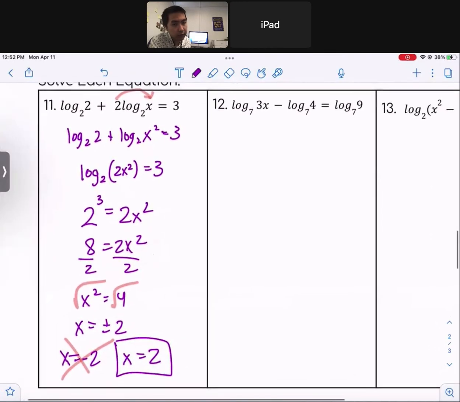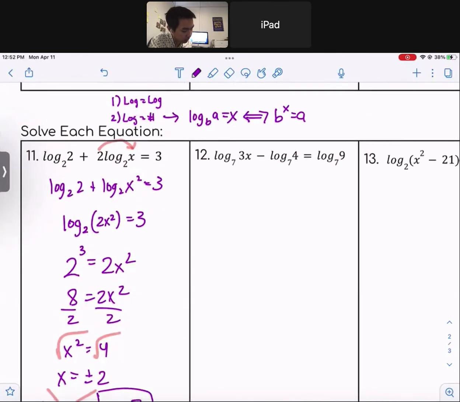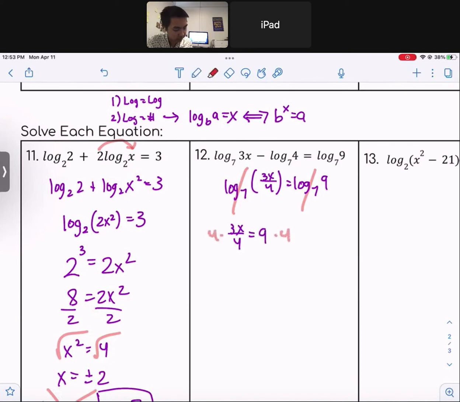Number 12. This certainly looks like a log equals a log case. So first we're going to condense this. Log base 7 of, because it's minus, it's quotient rule, 3x divided by 4 equals log base 7 of 9. Both of these logs are the same, so we can cancel those. We just get 3x over 4 equals 9. Multiply both sides by 4. 3x equals 36, and divide both sides by 3. x equals 12. And the thing about logs is you always have to check your answers in case you have an extraneous solution. But when we plug in 12, that's obviously going to be positive, so that's going to be fine.